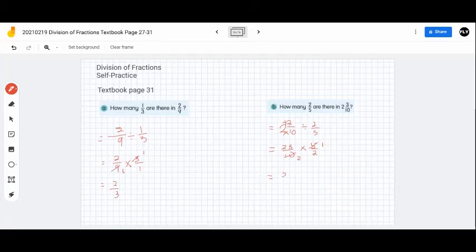So multiply directly. 23 over 4. Do not leave your answer as an improper fraction. Change it to a mixed number. 4 times 5 is 20. So your answer would be 5, 3 over 4. If I am speaking too fast, you can always pause the video. Okay, next.